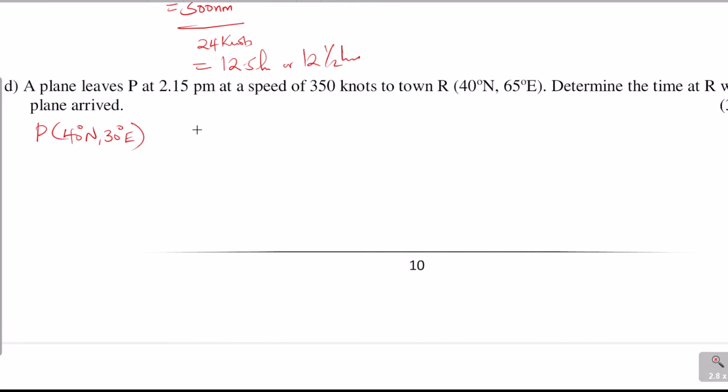Then Q is 40 degrees north, 65 degrees east. They are all here. Not Q, but this is R. I'm sorry, this is R. This is R. So R is 40 degrees north, 65 degrees east. So it is here, R is here.